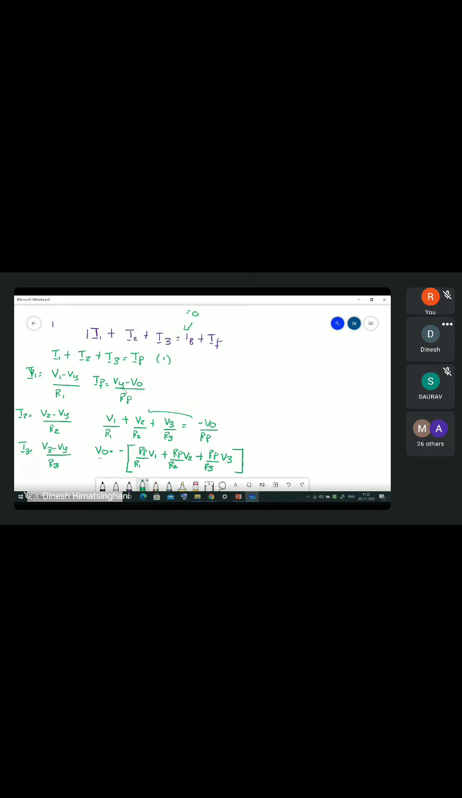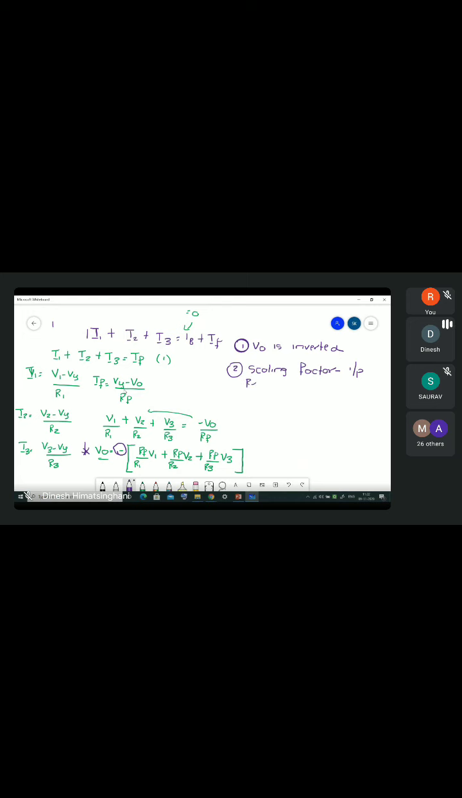This is the final expression of V0. I'm going to explain this to you in great detail, but this is the final derivation. Please remember this. I'm going to put a star here, and then we are going to draw a couple of inferences. The first inference is that your output voltage is inverted. Can you see inverted? Inverted is because of the minus sign. Number two, there is a scaling factor for each of the input voltages.